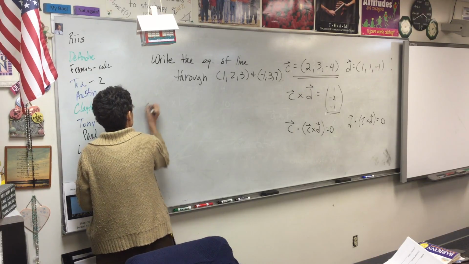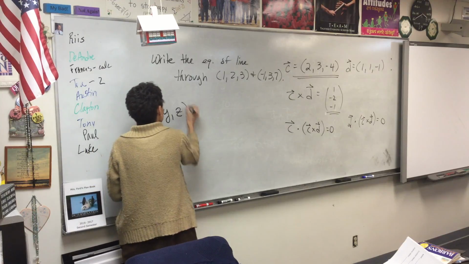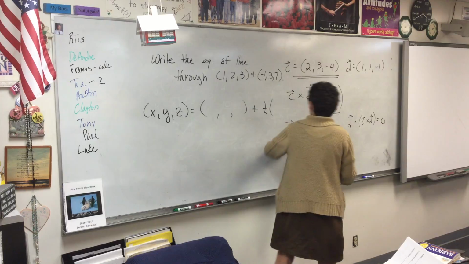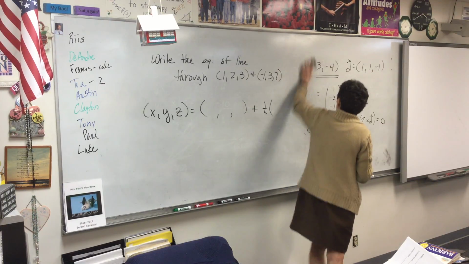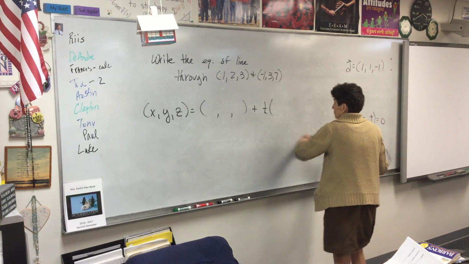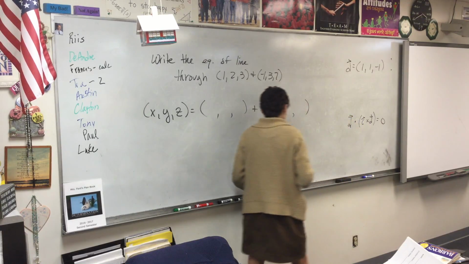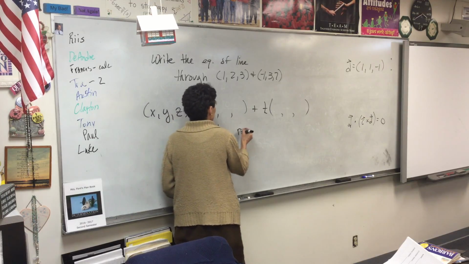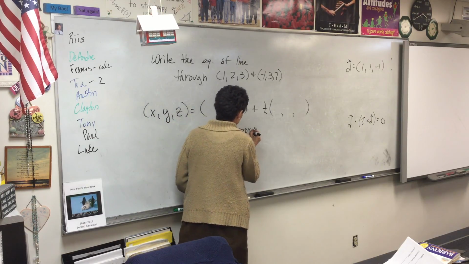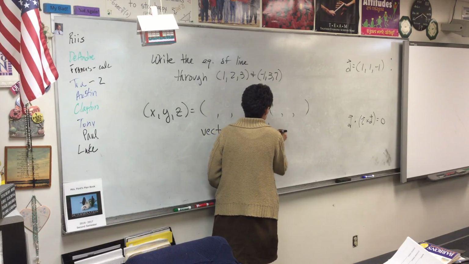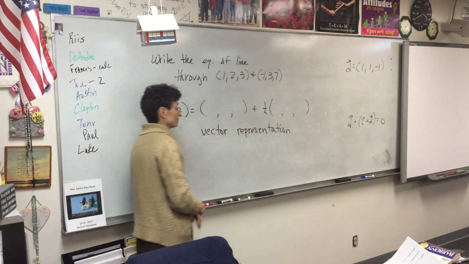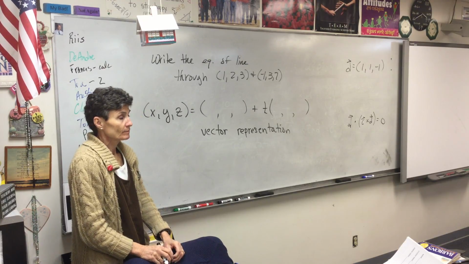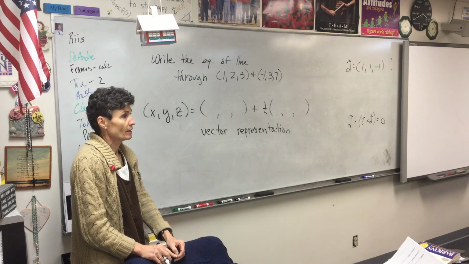There are 2 formats that we're going to use. One is called the vector form of the line. And it looks like this. This is called the vector form, or the vector representation, of the line.